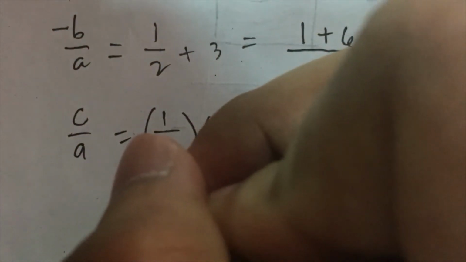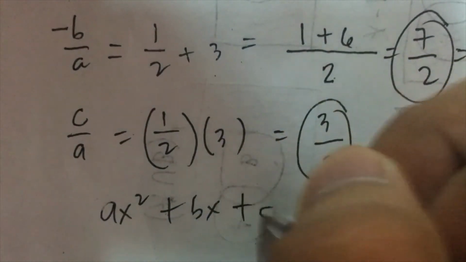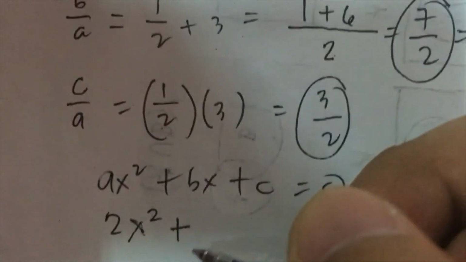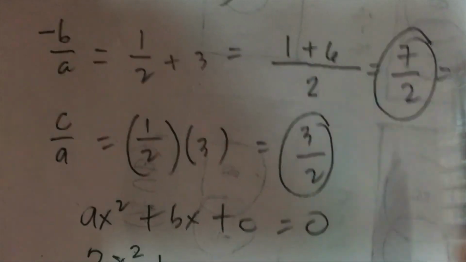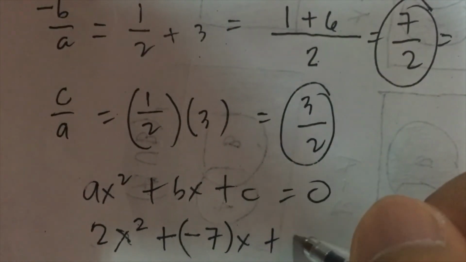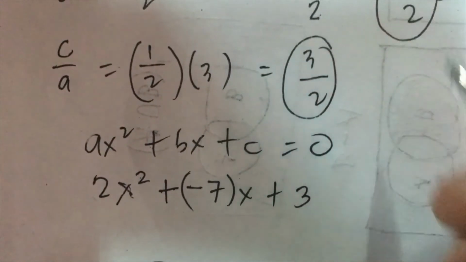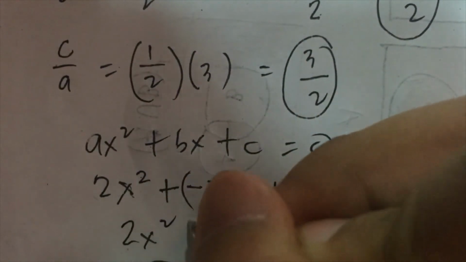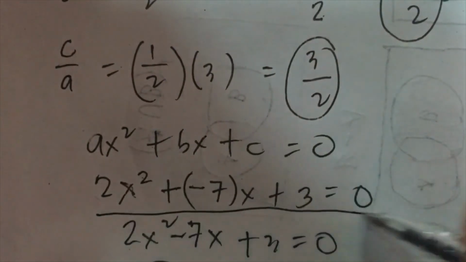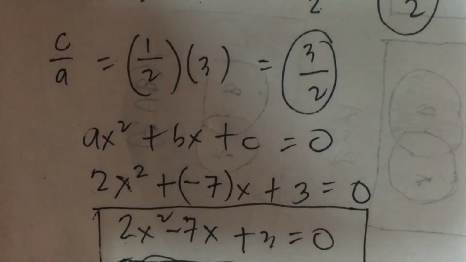So using the standard form, ax squared plus bx plus c is equal to 0, our a is 2, x squared plus our b, since it's negative, negative 7x plus our c, which is 3. So our final equation now is 2x squared minus 7x plus 3 is equal to 0. So that is how the sum and product of the roots of a given quadratic equation will help us in determining the equation given the roots.